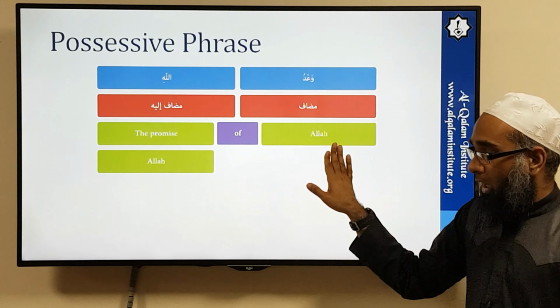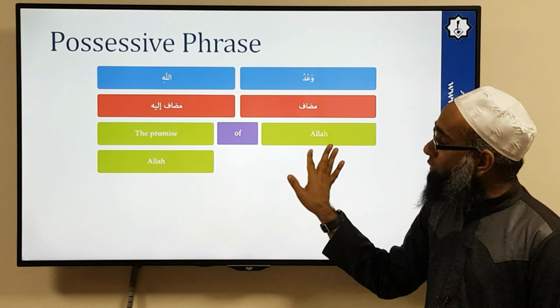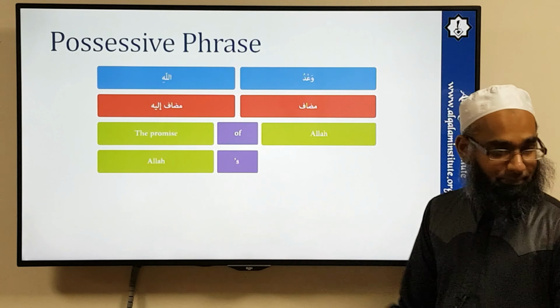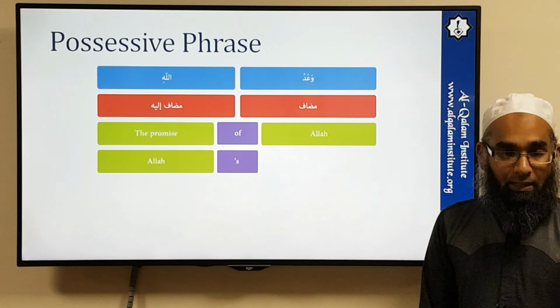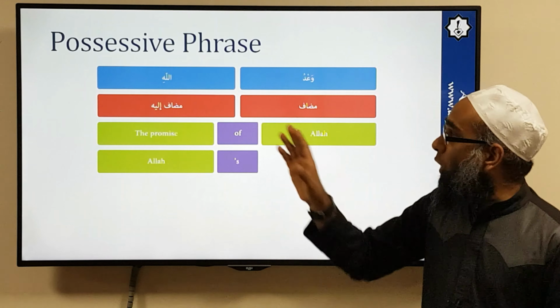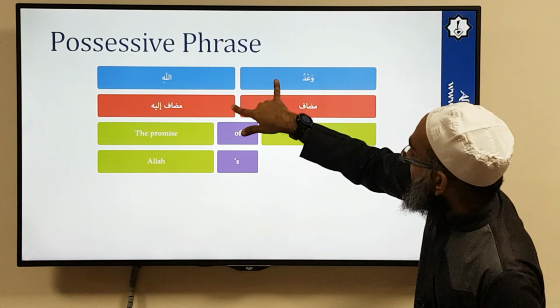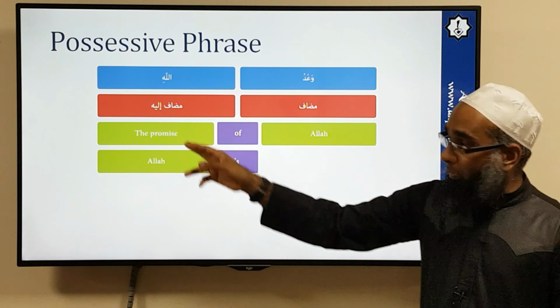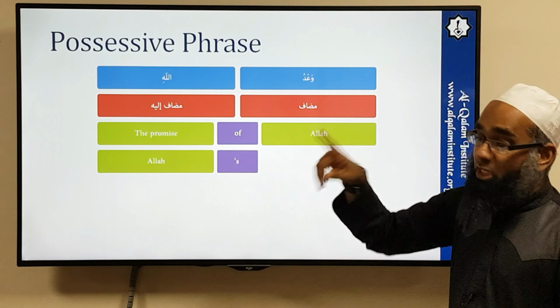However, if you want to use apostrophe S, you have to change the order around. It's very important to remember. That's why I recommend using the "of", because it's very easy, because the "of" fits in that. The promise of Allah. But if you want to use apostrophe S, you have to change the order around.